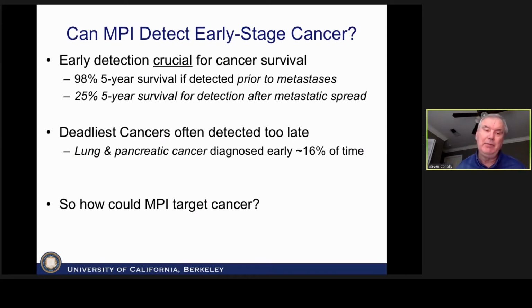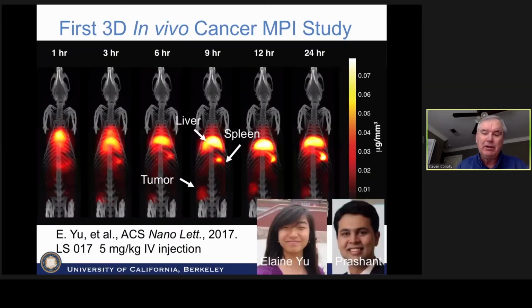A huge challenge is whether or not MPI can detect early stage cancer. Everyone here is aware that if we can detect cancer early, the 5-year survival rate goes from 25% for later stage detection all the way up to 98% if you can get it very, very early. In fact, the deadliest cancers like lung and pancreatic are often diagnosed at later stages. So how could we actually target cancer? This is a big challenge, and many people have worked on this, not just my lab. And of course, nanoparticle targeting to cancer is a vast field.